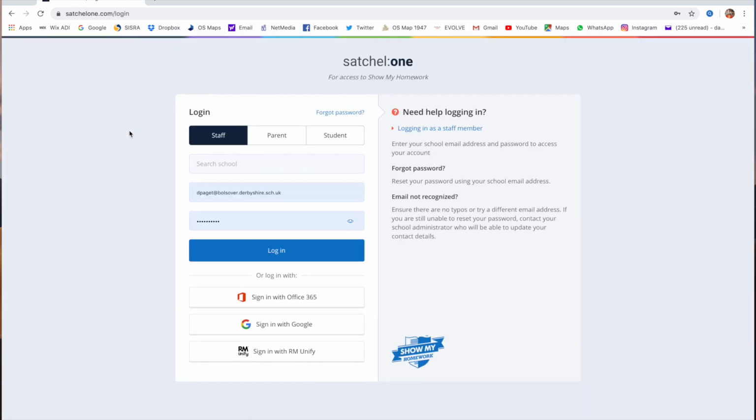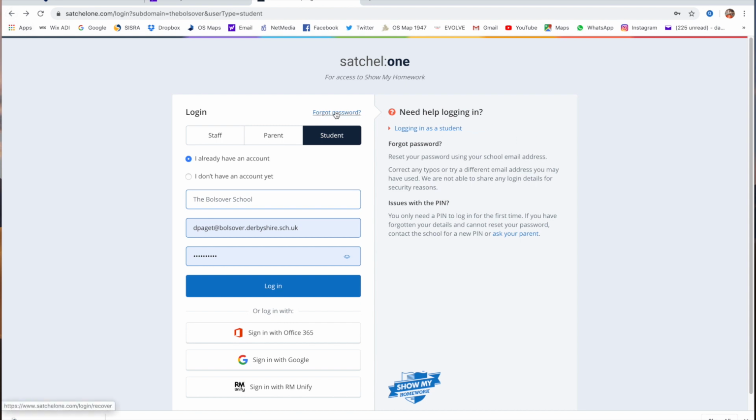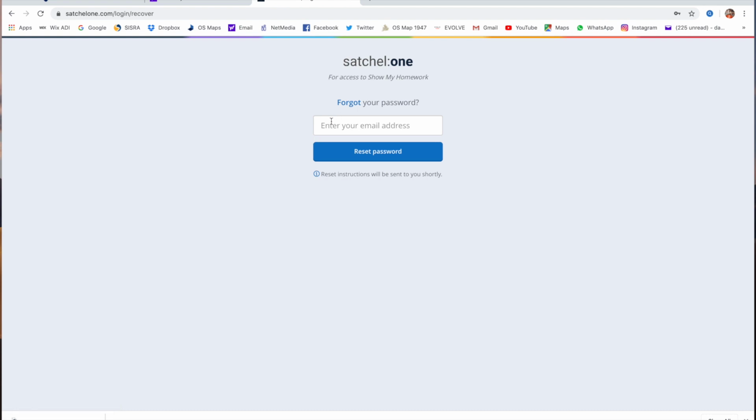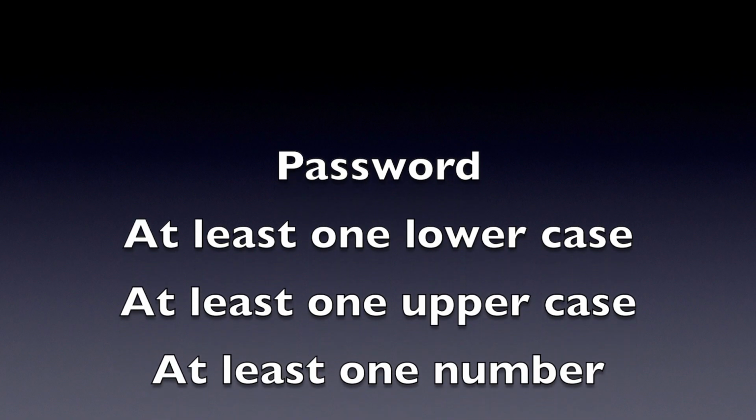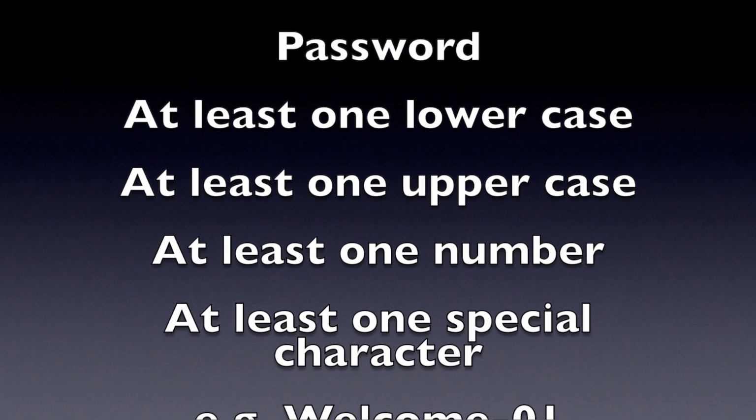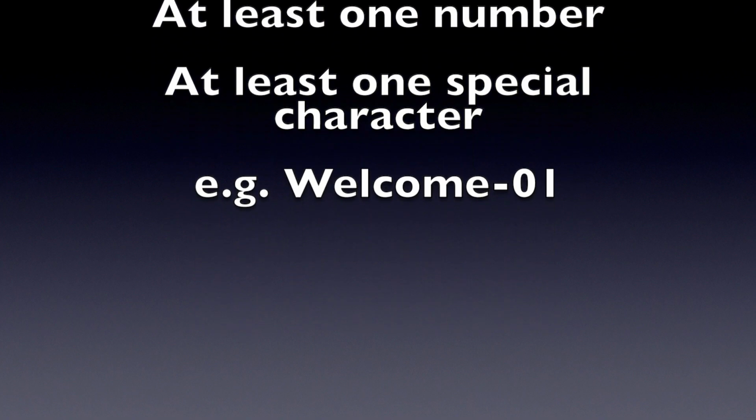Before I go any further, I ought to show you what to do if you forget your password. This is a simple process. You click the Forgot Password link here. This then sends a message to your school email address from where you can set a new password. The password must have at least one uppercase letter, at least one lowercase letter, at least one number, and at least one special character. Something like welcome-01 would work. So we have our password and now we can all log in.